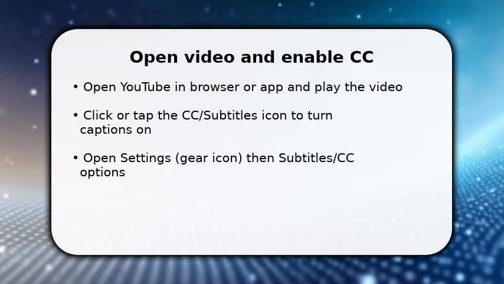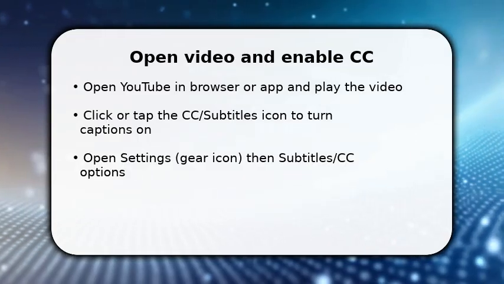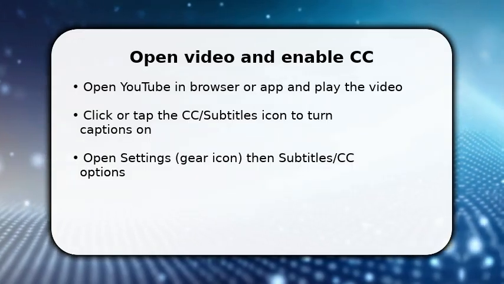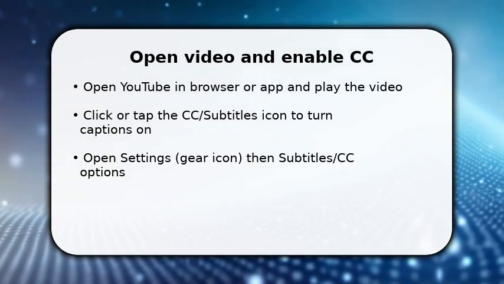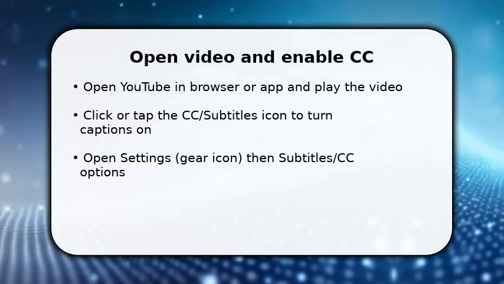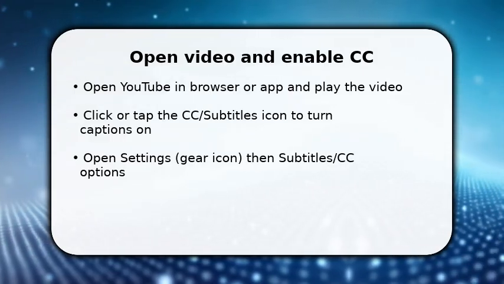You start by opening the video and turning captions on. Make sure subtitles are available for that video. Once done, click the gear icon on desktop or the three dots on mobile, then choose Subtitles/CC. You need to access subtitle settings to change appearance, so don't skip this. Make sure you're signed in if you want to save preferences.